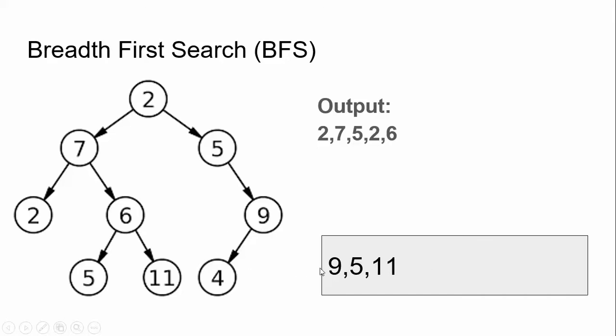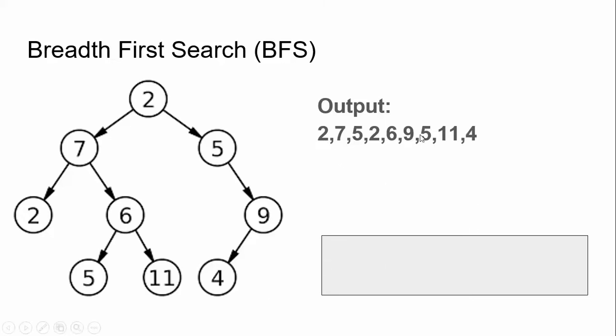Pull out the 9, print that node's value, put the 9's children in the queue. It only has one child, and that's the 4. And then just keep repeating, right? Pull out the 5. That's the 5 at the bottom. It doesn't have any children, so I'm done. Pull out the 11. That doesn't have any children, so I'm done. Pull out the 4. It doesn't have any children, so we're done.